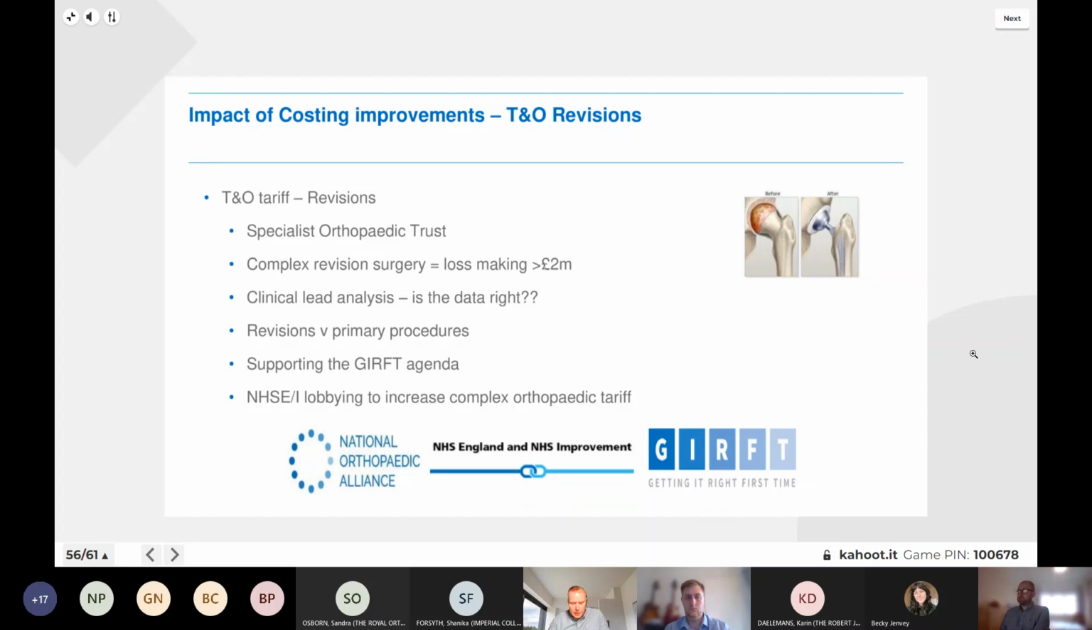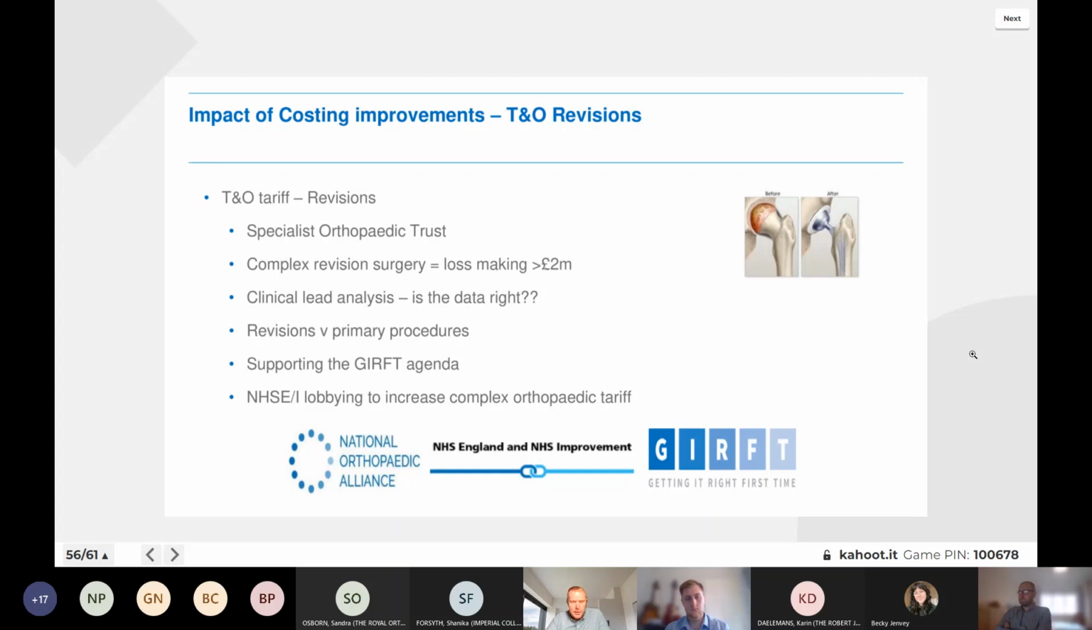So now I've talked about what we've done in terms of engagement. I've got a few examples of how we've actually used the costing data to make improvements at WWL. One of the big improvements that we made was in trauma and orthopedics. We're a specialist orthopedic centre, and through using our costing data and meeting with the clinical team, we identified that complex revision surgery was making a loss of over £2 million each year.